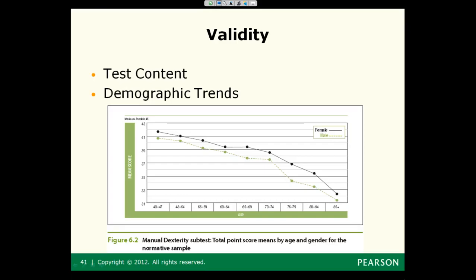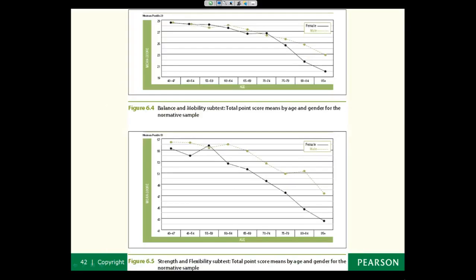We can see here for the BMAT manual dexterity subtest that we see that trend, and it follows suit for this subtest, which is what we'd expect. So really, this is a show of validity. It's showing us that we can feel confident that the scores are going to decrease with a person's age. Then we're going to see that reflected across all subtests. You can see that here as well for the balance and mobility and the strength and flexibility subtests. We do see a general decrease across age with the norm sample.